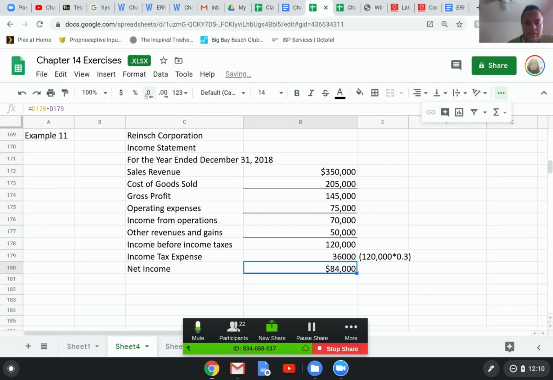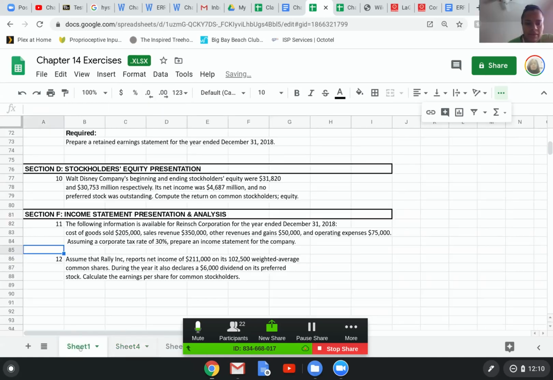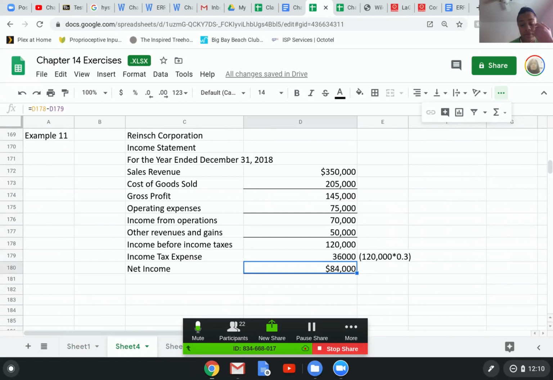Did you see in the question, though, you recognize here that it says 30%? Yeah, now I see it. I didn't know it was there. Okay, so it's in the question, and then once you get the number, you subtract the 36,000 from the 120,000 income before income taxes to get to net income of 84,000.